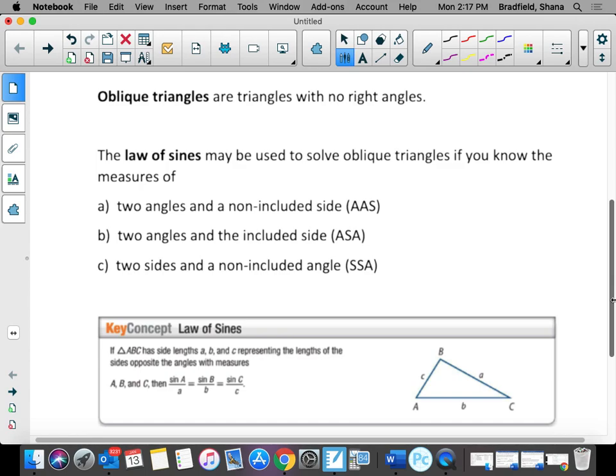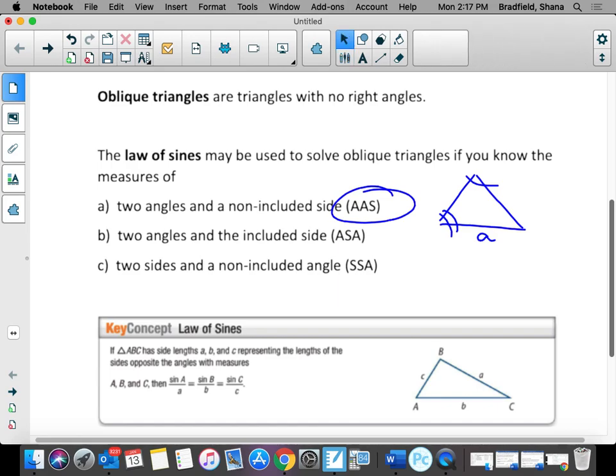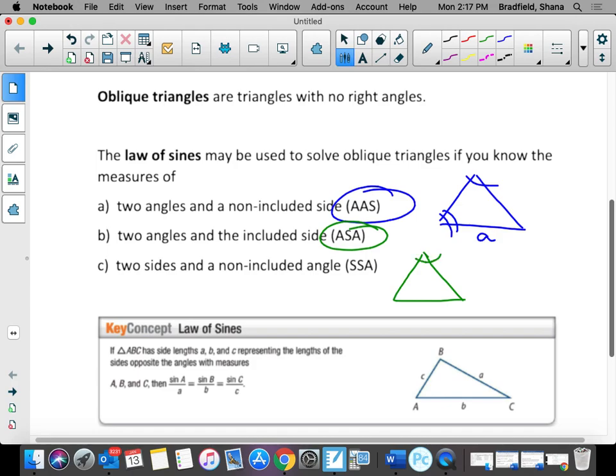Some things that we need to look for: if we have a triangle where we're given two angles and then a non-included side, it would look something like this. Maybe we have an angle here, and then we're given this side, so that A is a non-included side. We may also use it when we have a triangle with an included side. In that instance, it would look like this. We would have an angle here, and then the side in between.